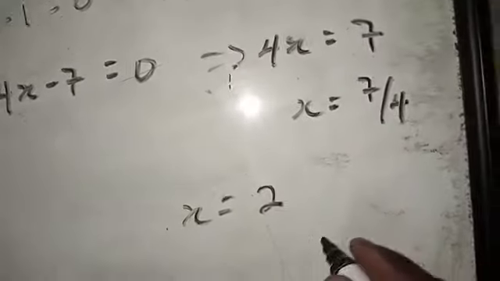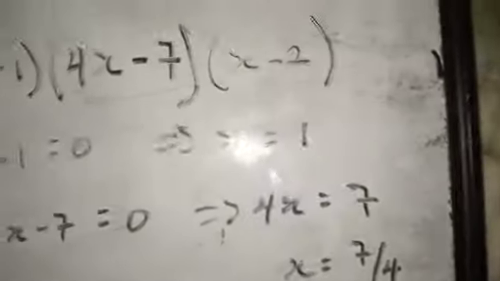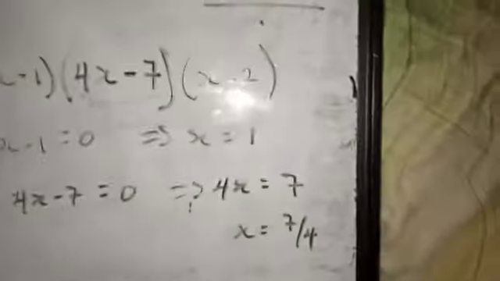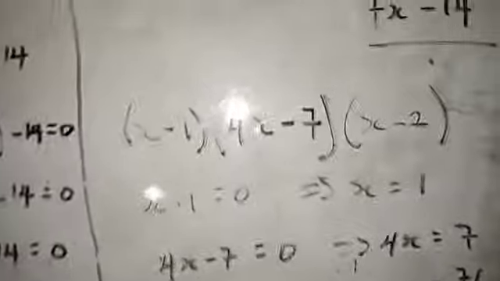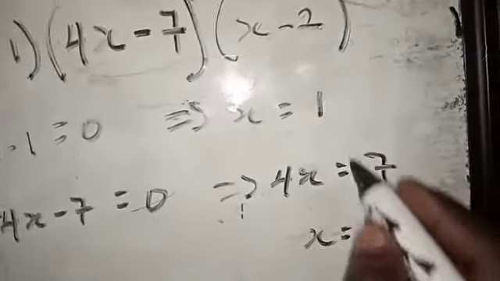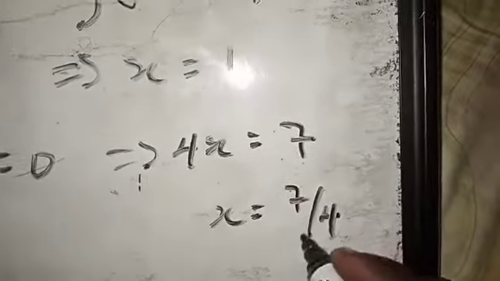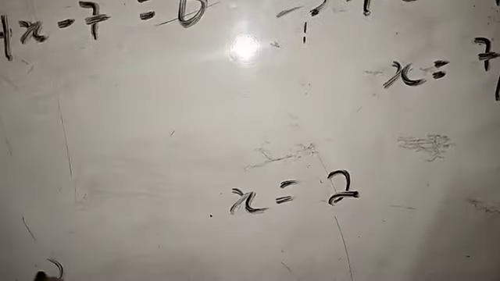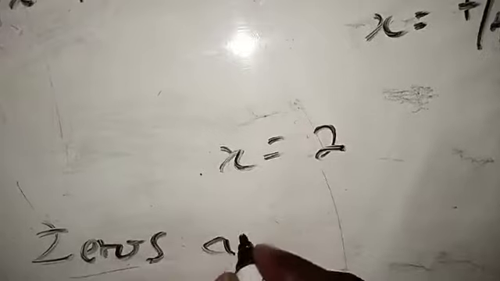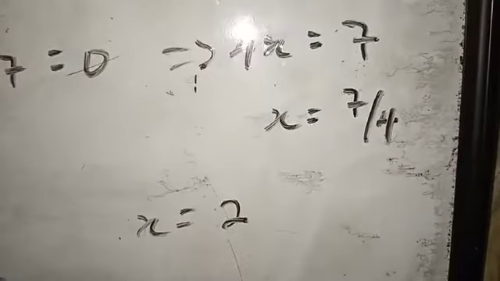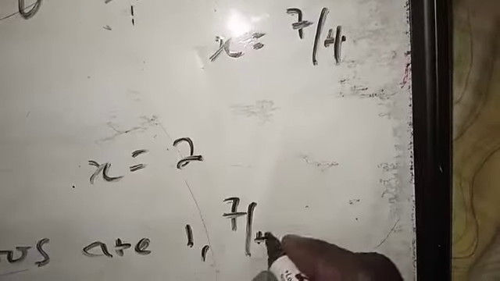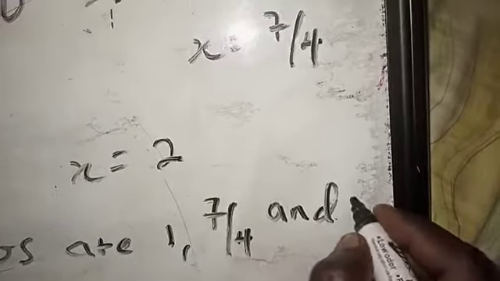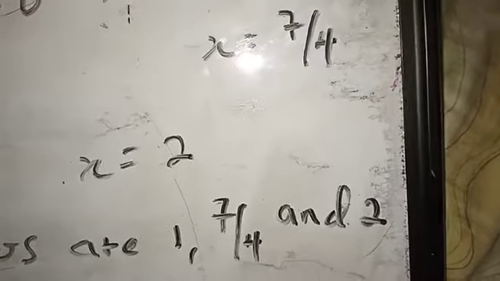2, right? So the zeros of the polynomial here are the values of the x here. So 1, you have the x to be 1 here, and then this one to be 7 over 4, and then this one also to be 2. So the zeros here are 1, comma, 7 over 4, and then 2, right? Is that okay? So this is very, very simple.